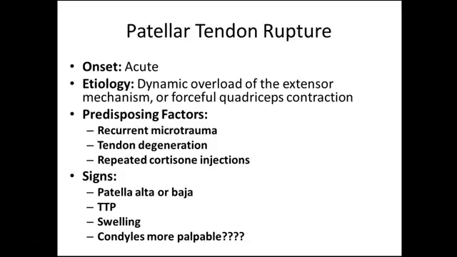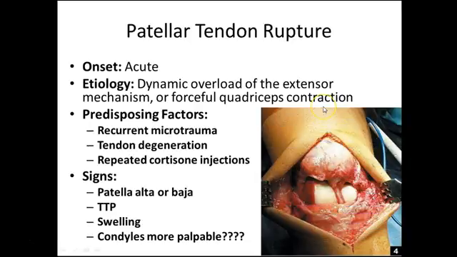So what are some signs of a patellar tendon rupture? Depending on where that rupture occurs, the patella could be alta or baja, tenderness, palpation, swelling, and then the condyles become a lot more palpable, right? Because if the tendon is completely ruptured through and through, it exposes the femoral condyle, specifically when we move that knee into flexion. And so what we can see here are exposure of the femoral condyles, because guess what is missing? Yeah, the patellar tendon, right?